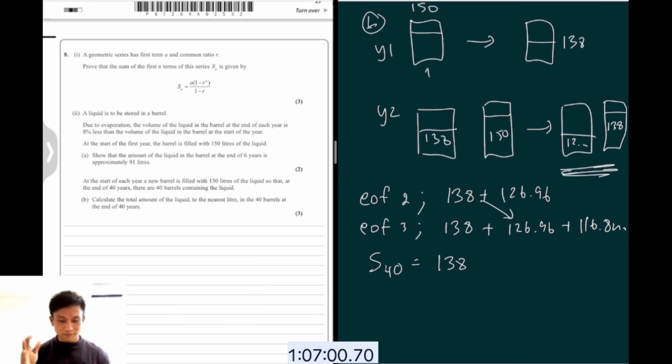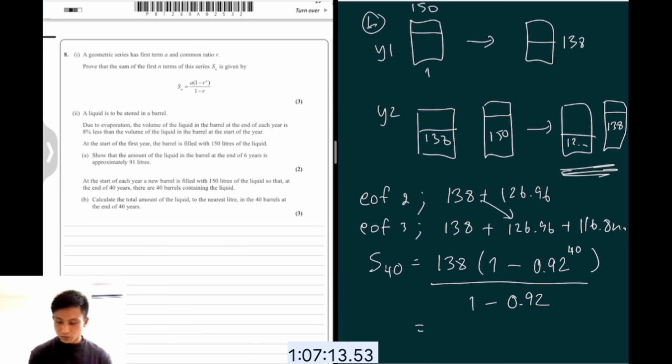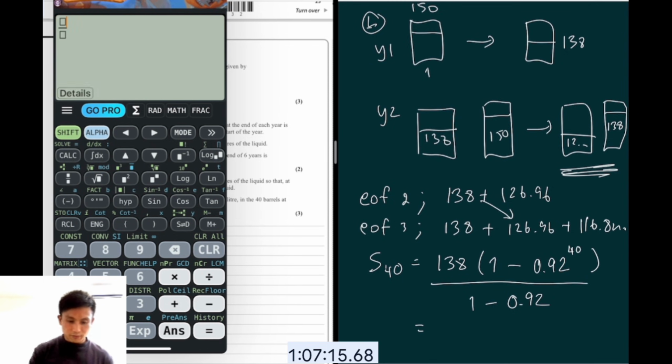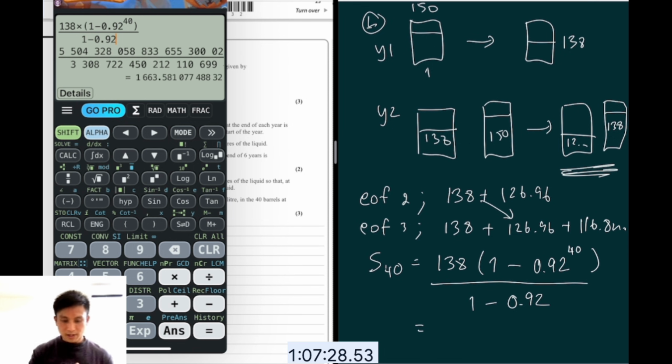But the first year is 138 again. A(1 minus r to the power of 40), where r is 0.92, right? Divided by 1 minus 0.92. Okay. So fraction 138 times 1 minus 0.92 to the power of 40 here, and then divided by 1 minus 0.92. So that's 1663.